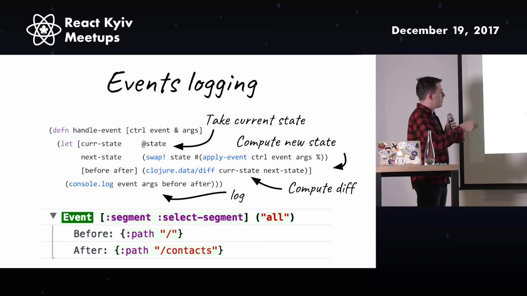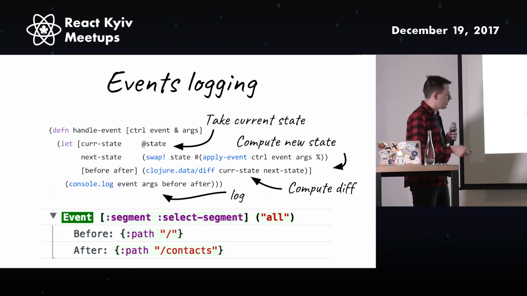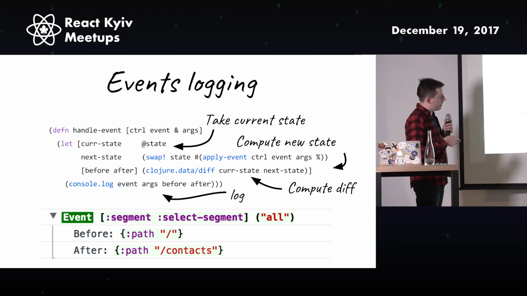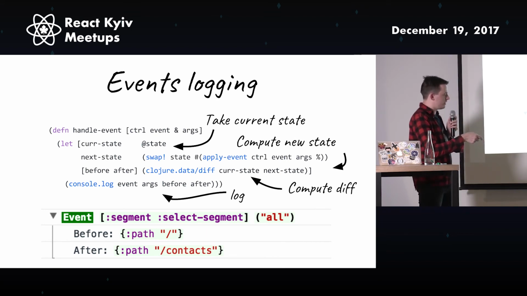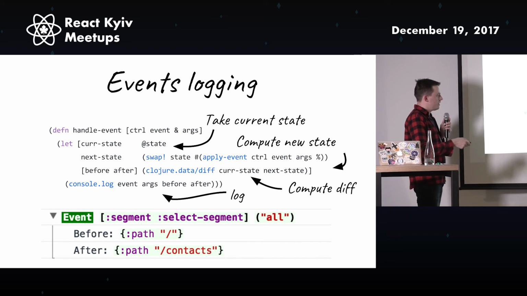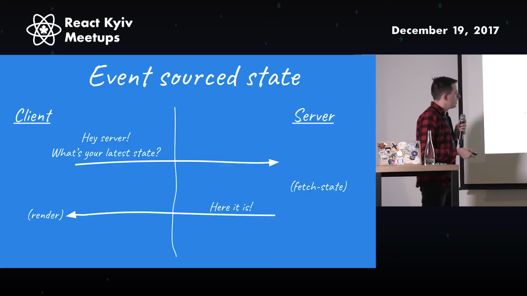So we have something similar, which is a function that lives between the updates of the state. In the console, we are logging the name of the controller, the name of the event, the list of the arguments that were passed in with that event, and the state before the event was applied and after. For example, here we can see that we are selecting a segment by this ID, and the URL in the state is changing from this path to this path. It's very useful.